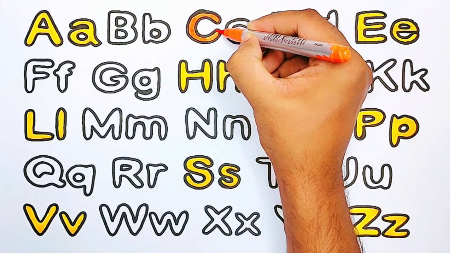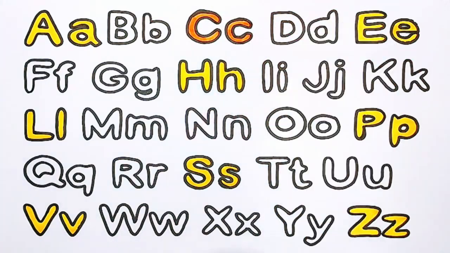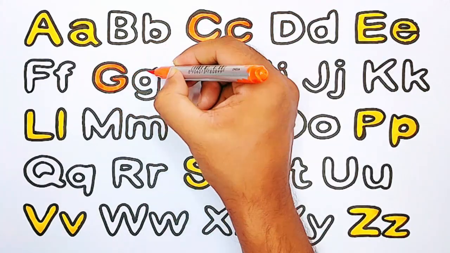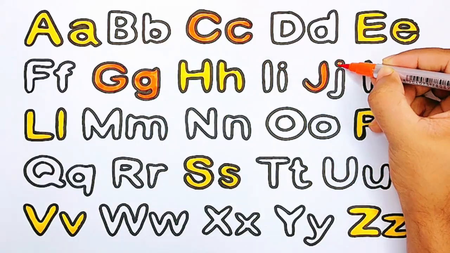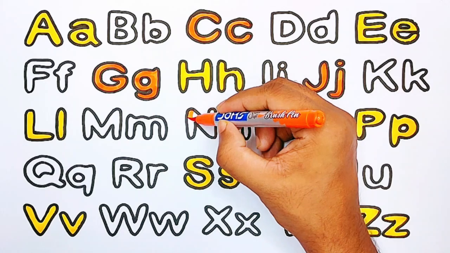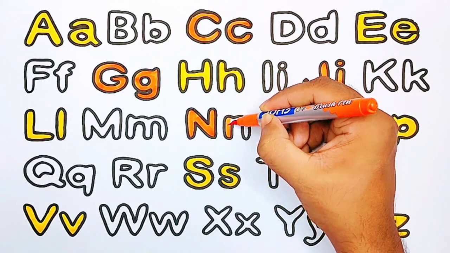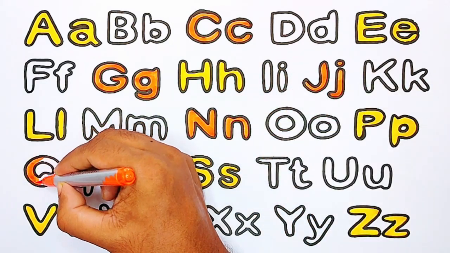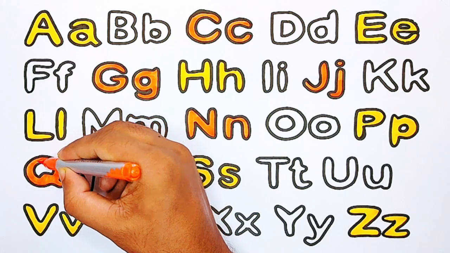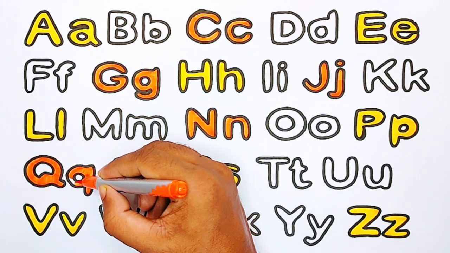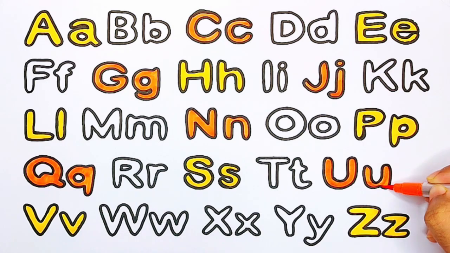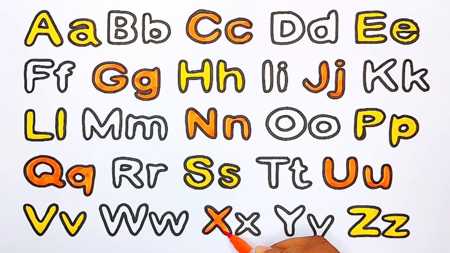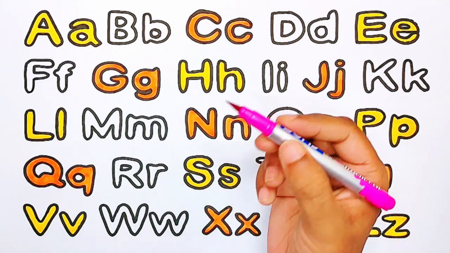C for car. G for garden. J for jar. N for net. Q for quill. U for umbrella. X for X-ray. Pink color.